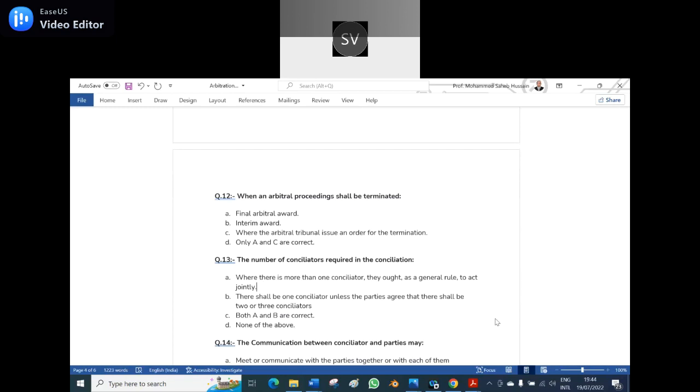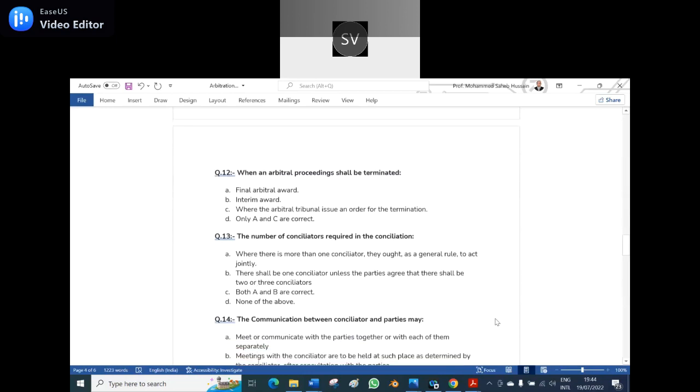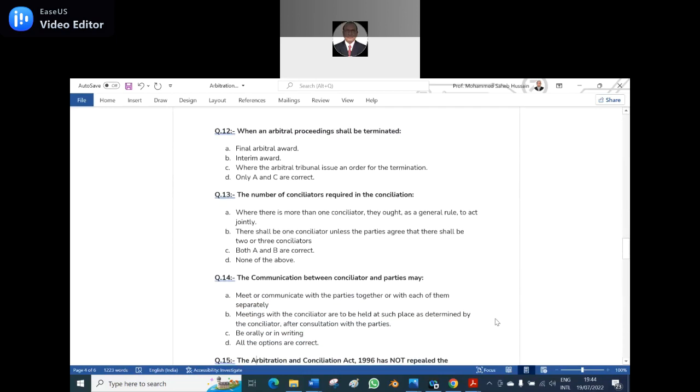13th question. The number of conciliators required in the conciliation. Option A, where there is more than one conciliator, they ought as a general rule to act jointly. Option B, there shall be one conciliator unless the parties agree that there shall be 2 or 3 conciliators. Option C, both A and B are correct. Option D, none of the above. Option C, both A and B are correct. Yes, option C is the correct answer.